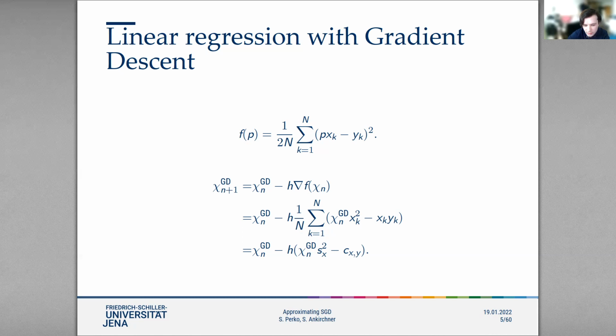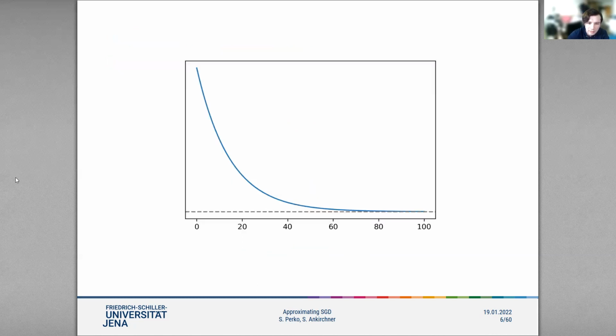we say, okay, xi n plus 1 is given by xi n minus the learning rate h times xi n times the sample variance of the x values minus the sample covariance of x and y. Again, the data is already centered. That's why that's actually sample variance and sample covariance. Okay. And if we perform this, we get a curve like this.